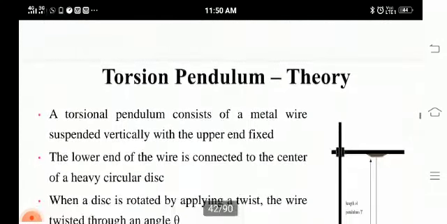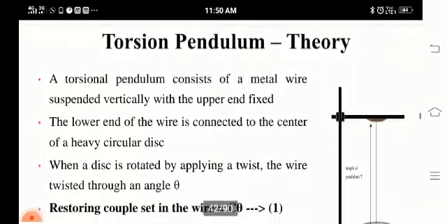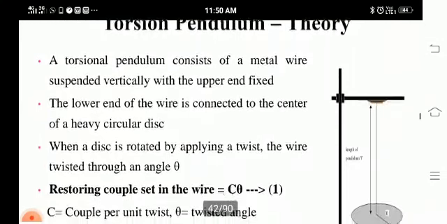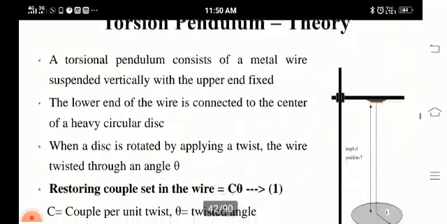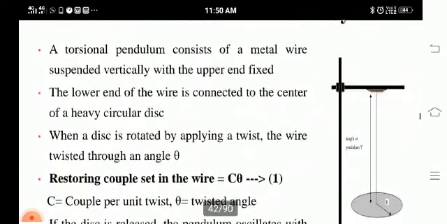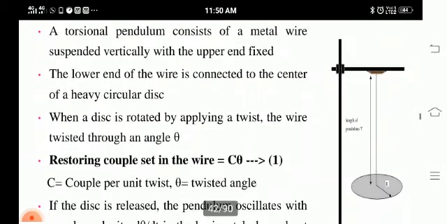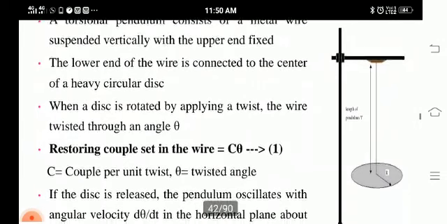Now we are going to see the theory of torsion pendulum, where a torsion pendulum consists of a metal wire suspended vertically with the upper end fixed. The lower end of the wire is connected to the center of a heavy circular disc. When the disc is rotated by an angle, the wire is twisted to an angle theta.